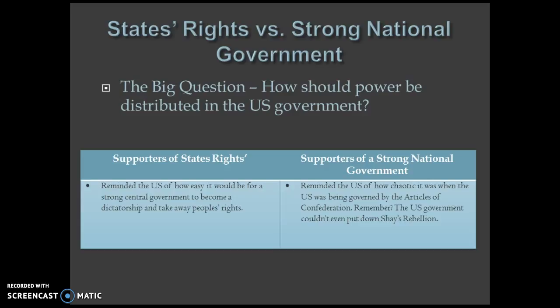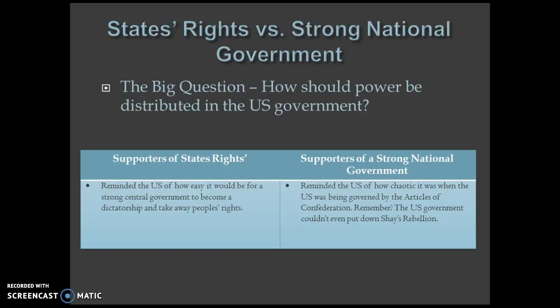Those people who support states' rights, they remind the U.S. of how easy it would be for a very strong central government to become a dictatorship like you saw with Great Britain, like they experienced with the American Revolution, that will then take away people's rights. They were still very fearful of that. They saw it firsthand. Now, we're a couple of generations removed from that, but the memory of that still remains, of how a very strong central government was abusing and violating the rights of what are now the American citizens, but back then were the British subjects.